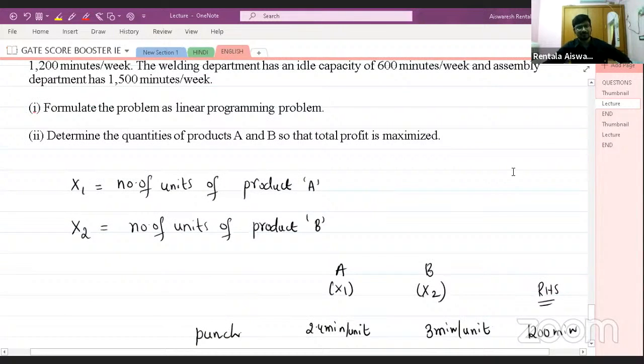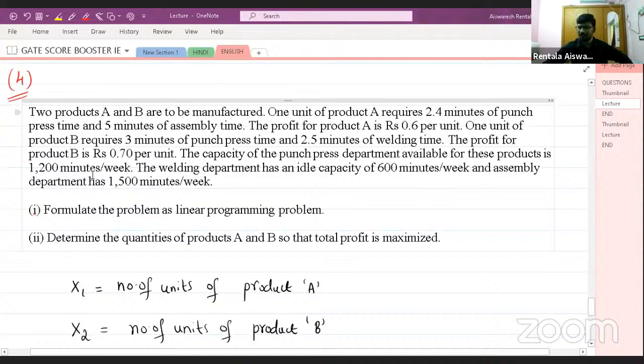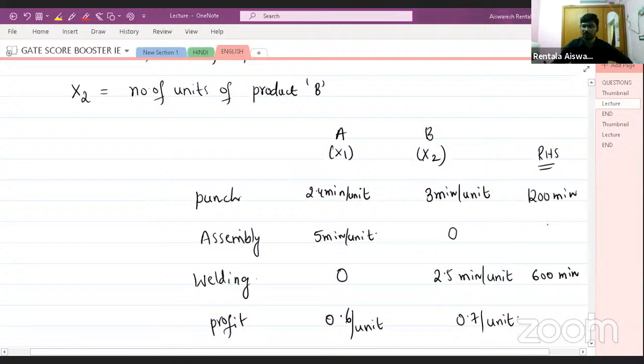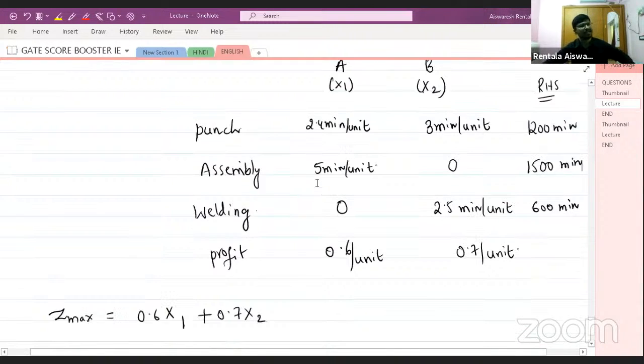Next, what about the assembly department? The assembly department has a limitation of 1500 minutes. So 1500 minutes is the limitation of this assembly department, right? Now, if you can see this, how do we write the constraints?